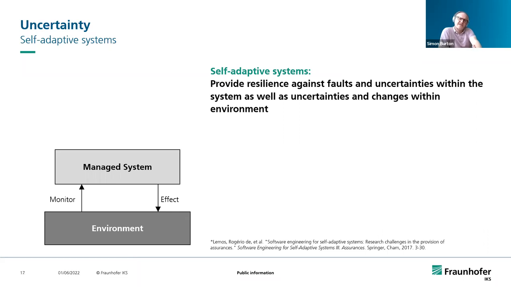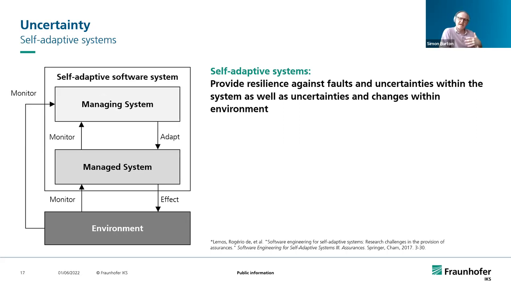So another way of treating uncertainty in systems is what the research community calls self-adaptive systems. And self-adaptive systems are systems that provide some sort of resilience against faults and uncertainties within the system itself, but also resilience against changes and uncertainties in the environment. The difference here between a normal system, which would just directly interact with its environment, is an additional layer of functionality, which uses information about the system, but also information about the environment to determine a set of conditions under which the controlling system needs to be adapted in order to maintain some level of residual risk and some level of safety.